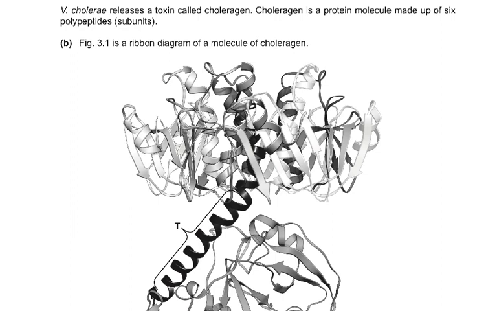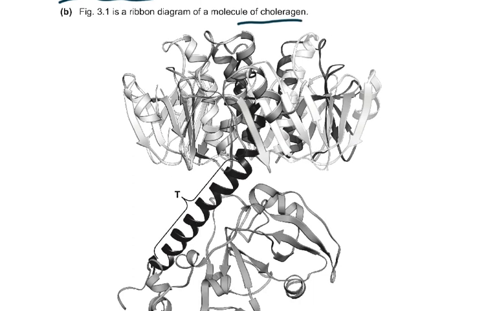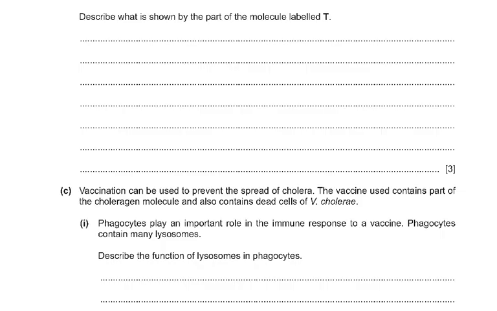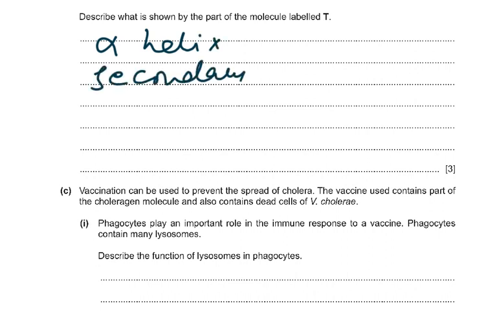Vibrio cholerae releases a toxin called cholera toxin. It is a protein molecule made up of 6 polypeptides, so it's got a quaternary structure. Figure 3.1 is a ribbon diagram of a molecule of the toxin. Look at the diagram and you can see the part labeled T is the alpha helix, which is the secondary structure they are asking you to understand. They ask you to describe what is shown by the part of the molecule labeled T. It's an alpha helix, and the alpha helix is the secondary structure.